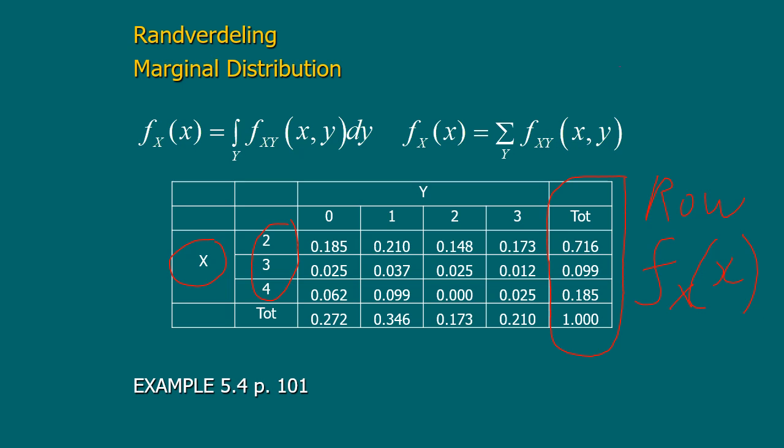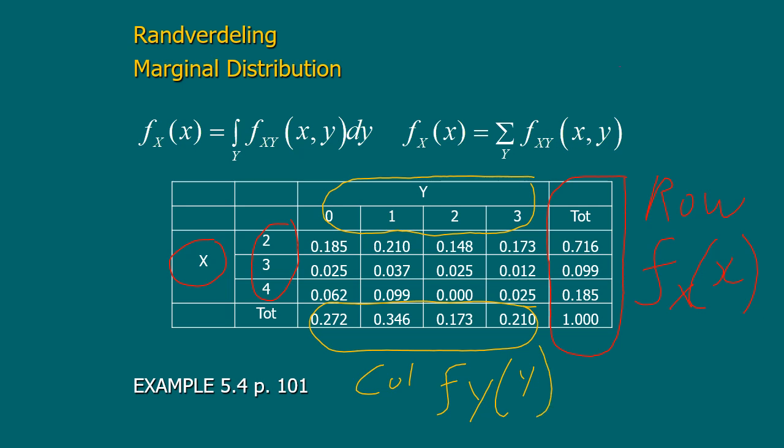We have the column distribution, so Y's distribution will be your column margins. That gives me Y's distribution. So you add up the values in each column. The column totals are your individual probabilities. So for Y, the probability of 0 is 0.272. Probability of 1, 3, 4, 6. 173 is the probability of 2, and the probability of 3. For X, 716, 09, 185.